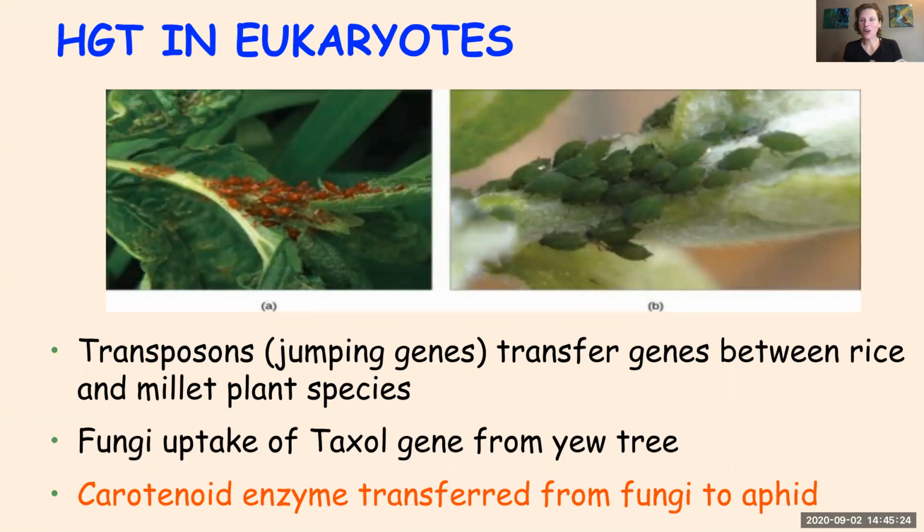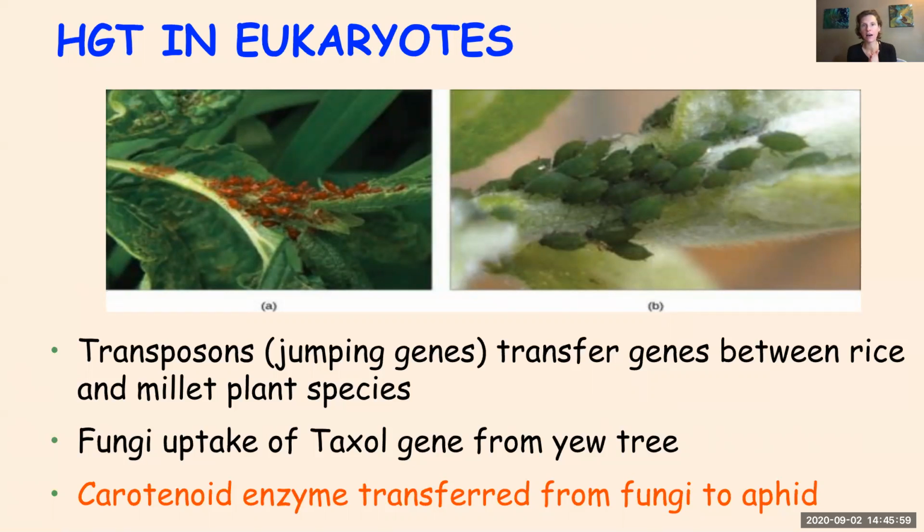Okay, this does occur occasionally in eukaryotes. There's not a lot of evidence, but it's pretty interesting when it does happen. So for example, transposons or jumping genes have been shown to transfer genes between rice and millet, which are different plants, and somehow the genes from the rice got into the millet, and we don't exactly know how. So in plants, there's evidence of this. In fungus, there's evidence of this.